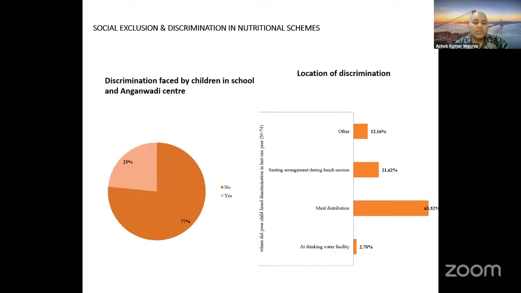Now, are children facing discrimination? Surely, children are facing discrimination. Around 23% of children are facing some kind of discrimination, either in the sitting arrangement, during meal distribution, or at the drinking water. And most children are facing discrimination during meal distribution: 64% of children.